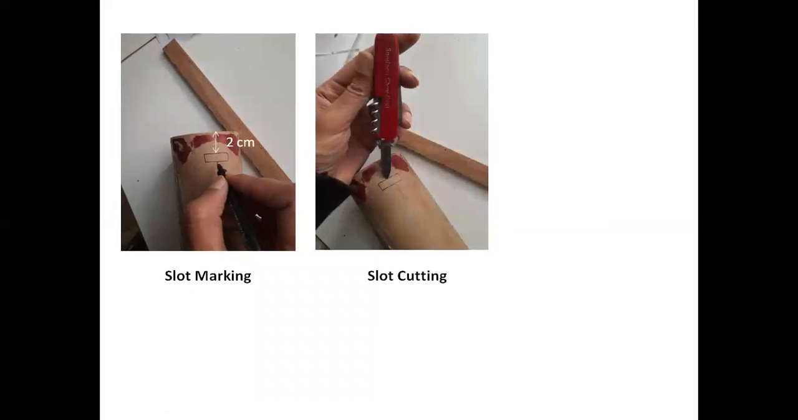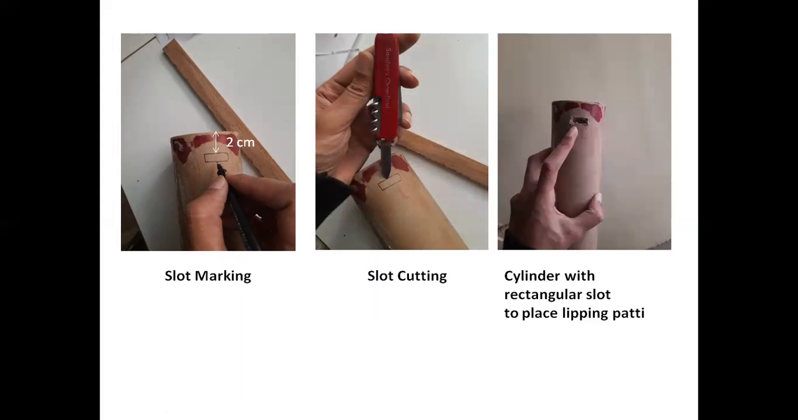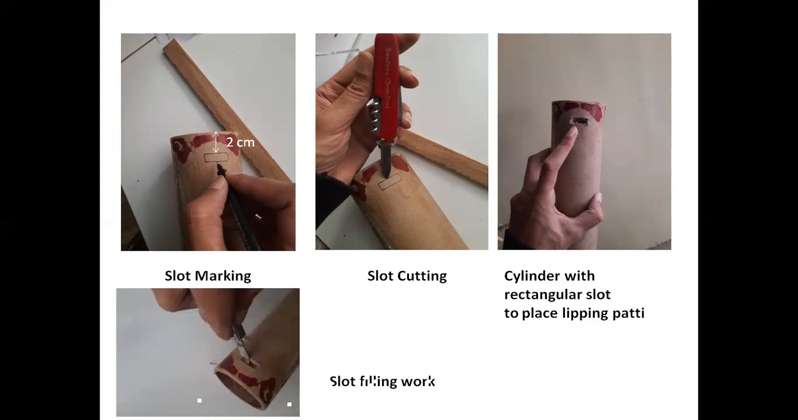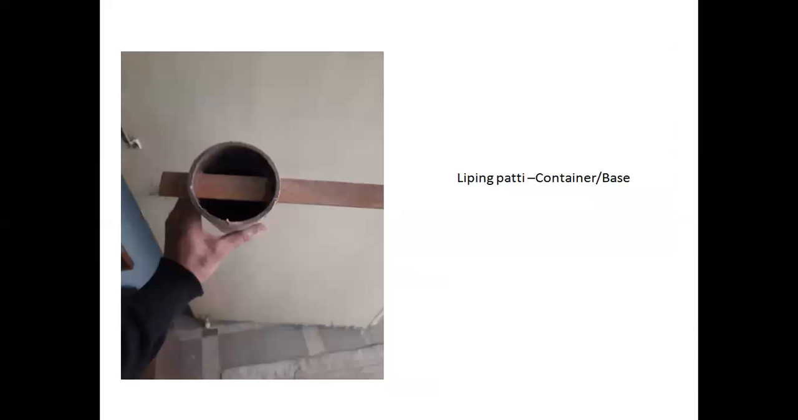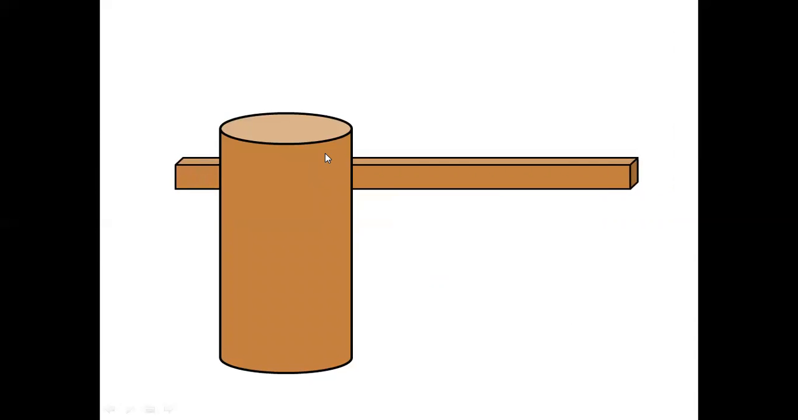Then slot cutting was done with knife, the rectangular slot as per the lipping putty dimensions. Then finishing work with filing was done. Thus the lipping putty now can be slided in and out in the container. So this is how I can adjust the position of lipping putty. As per our requirement, we can adjust the position.